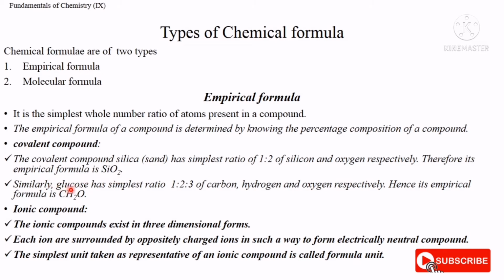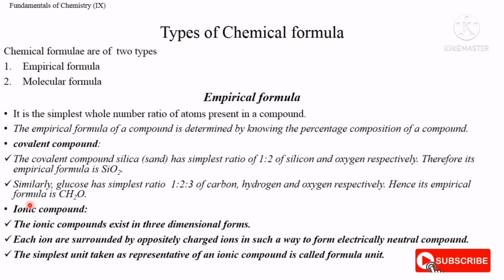Similarly, glucose is another covalent compound having the simplest ratio of 1, 2 and 1 of carbon, hydrogen and oxygen respectively, and hence its empirical formula is CH2O. We can see in the empirical formula of glucose that it shows the simplest ratio of carbon, hydrogen and oxygen.